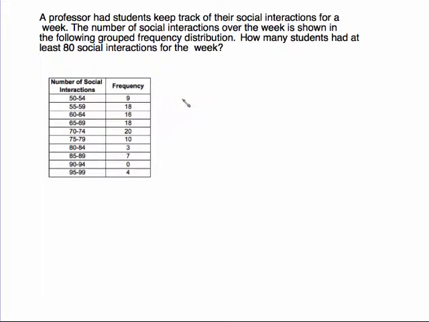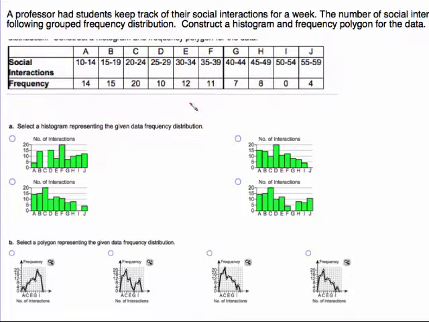A professor had students keep track of their social interactions for a week. The number of social interactions over the week is shown in the following grouped frequency distribution. How many students had at least 80 social interactions for the week? At least 80 would be all of this on down. So we add this up. 3 plus 7 plus 4 is 14. So 14 students had at least 80 social interactions for the week.